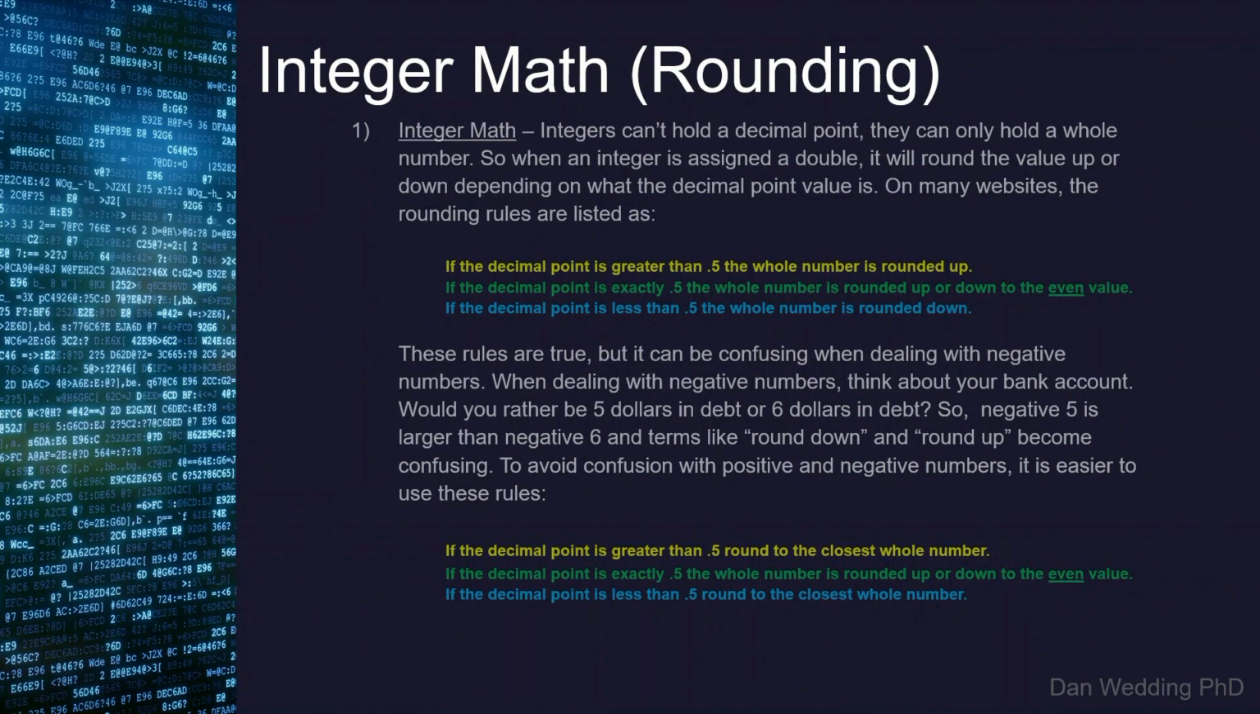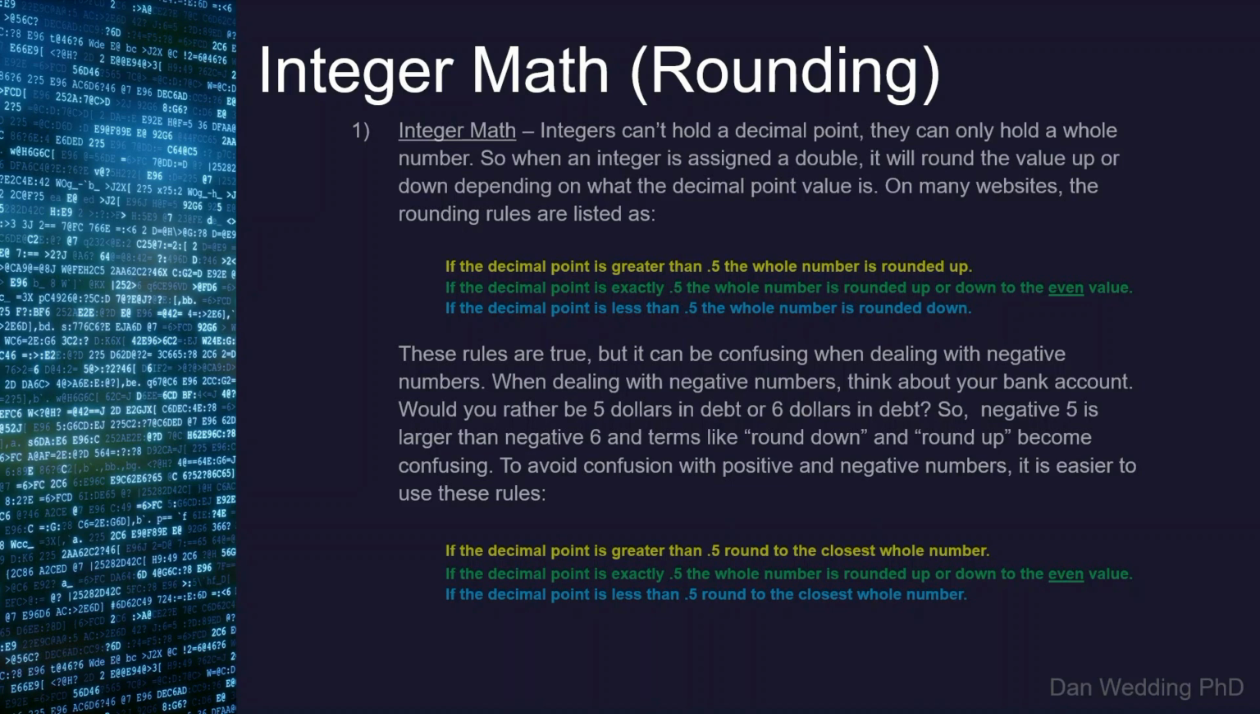Integers can't hold a decimal point. They can only hold a whole number. So when an integer is assigned a double, it will round the value up or down depending on what the decimal point value is. On many websites, the rounding rules are listed as: if the decimal point is greater than 0.5, the whole number is rounded up.